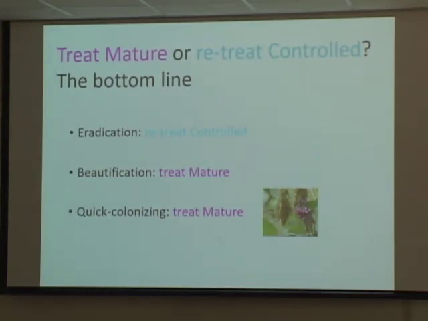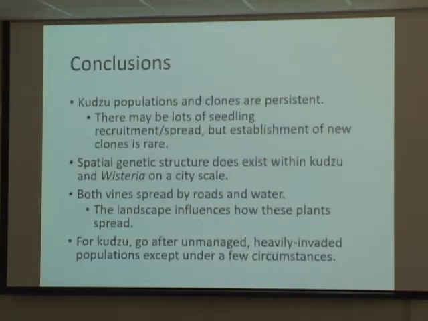So what I've shown here is that optimal control depends on the budget and the time of control and the invader type and the goal. But the bottom line is that if your goal is eradication, it's more likely to be beneficial to retreat controlled patches. If your goal is beautification, it's more likely to be beneficial to treat mature patches. And for a quick colonizing invader like kudzu, it's more likely to be beneficial to treat mature patches.